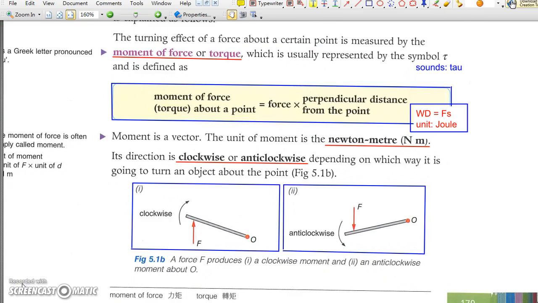The turning effect is measured by the moment of force, or torque, which is the product of applied force and the perpendicular distance from the point of rotation. It is a vector with direction either clockwise or anti-clockwise, as shown in figure 5.1b below. Note that the unit of moment is Newton meter, but not Joule, although moment and work are both products of force and length.